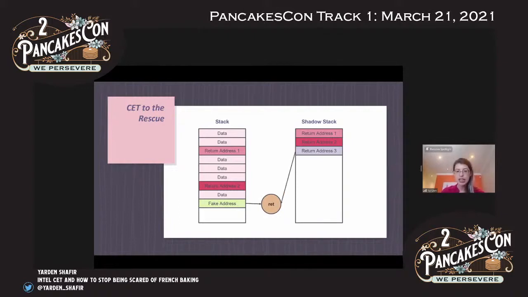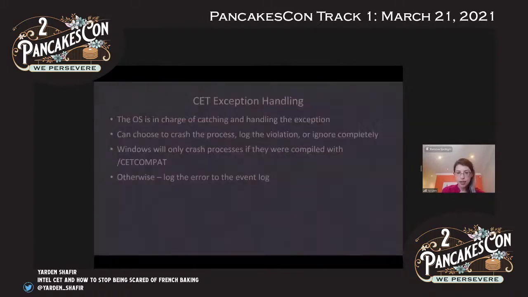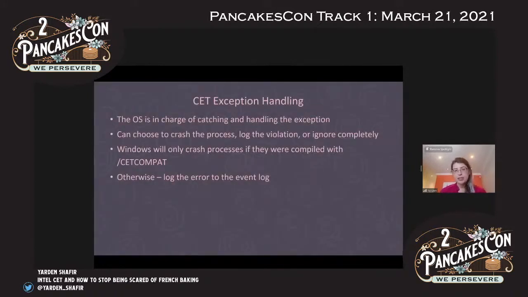In this case, it reads both addresses. Since they're not the same, it throws an exception. Now, throwing an exception doesn't necessarily mean that the process is going to crash. An exception is just something that the processor throws and has absolutely no idea what's going to happen to it. And the operating system is supposed to catch those exceptions and decide what to do with them. The system doesn't necessarily crash on every exception.